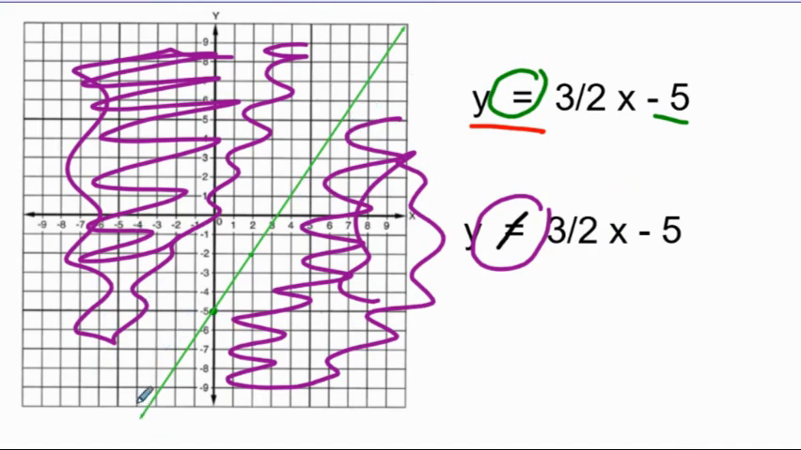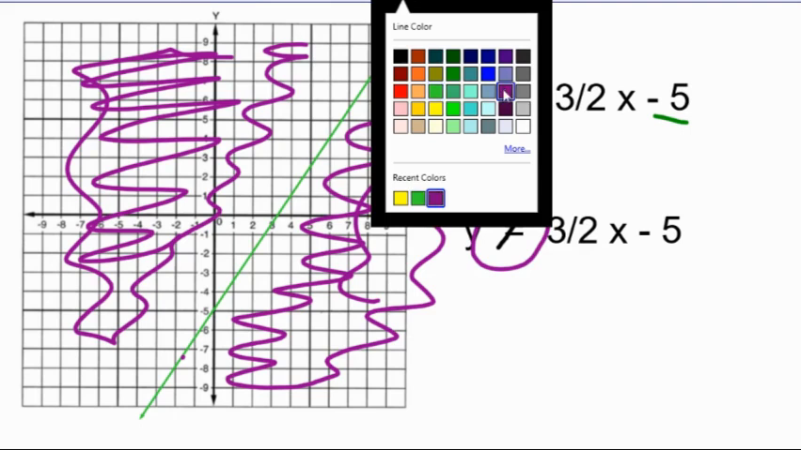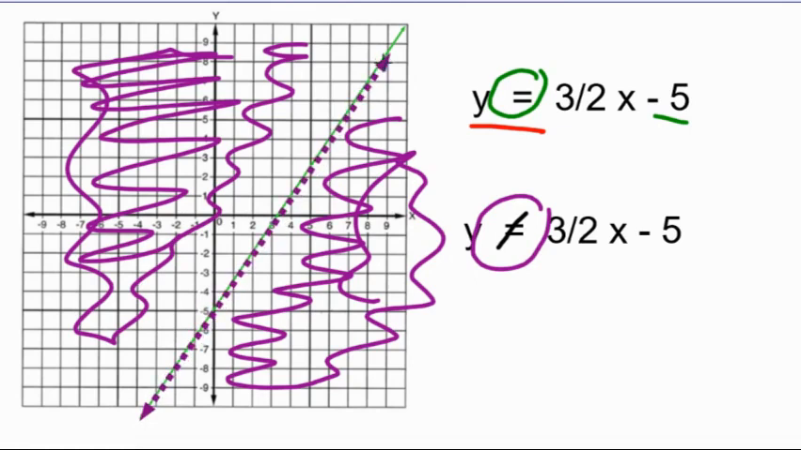So what we would actually do is make a dashed line. Once again, we would use our ruler. I'm going to draw a dashed line, and I'm going to make it purple. There we go. A dashed line is telling me that the line itself is not equal to, but everywhere else is.